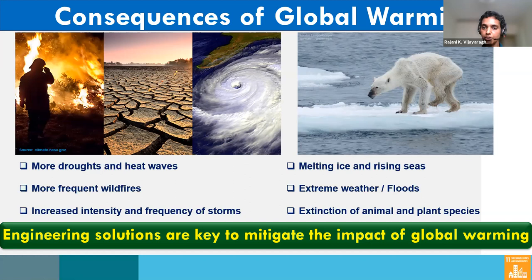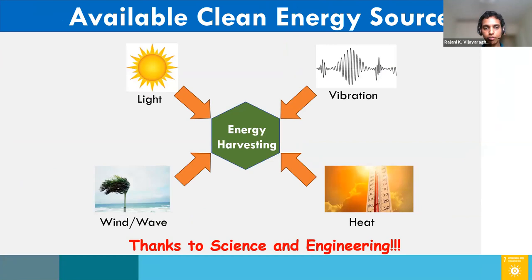Now, in this situation, engineers and engineering solutions are key to address these issues and mitigate global warming. For example, a rapid transition from these carbon dioxide emitting fossil fuels to renewable and sustainable energy sources is really important. Let's look at what clean energy resources are available to us. These are some examples of clean energy resources that we have already. We have light energy from sun and heat, as well as some vibrational energies and movement of wind and waves. So we have a huge amount of clean energy available in nature. If we can harvest these clean energies into useful forms like electrical energy, that will really help to address our energy demands.